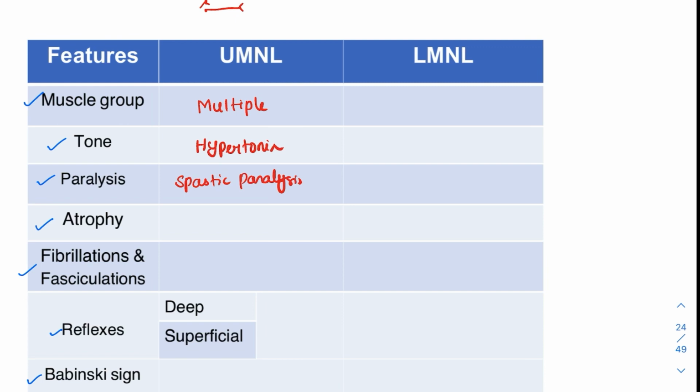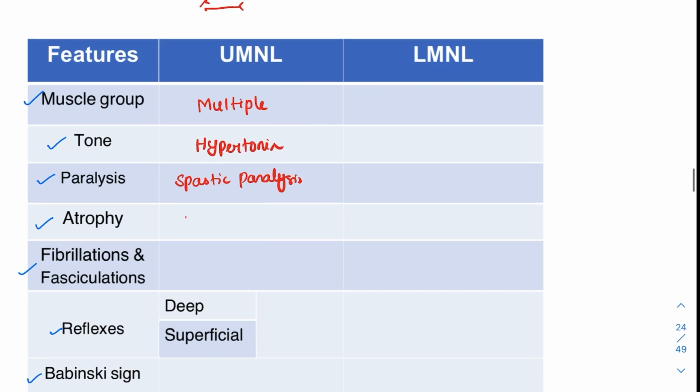So will there be an atrophy? There will not usually be an atrophy in case of an upper motor neuron lesion. So there is no atrophy. But if the upper motor neuron lesion is there for a very long time and he is not using his muscle at all, what can happen? There can be a disuse atrophy. It is not the atrophy caused due to the lesion, it is the atrophy caused due to disuse.